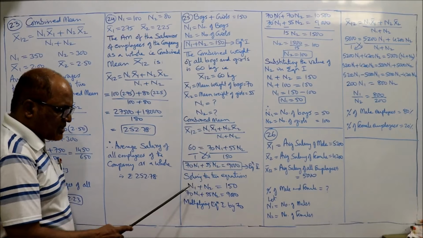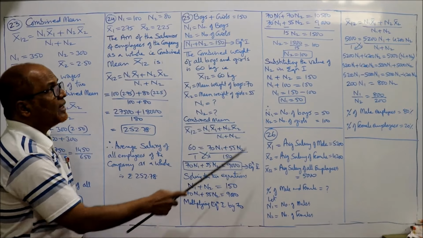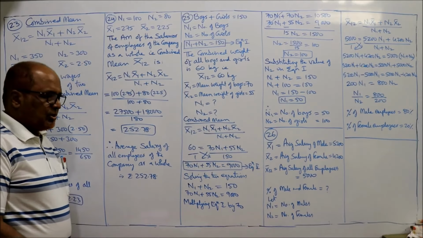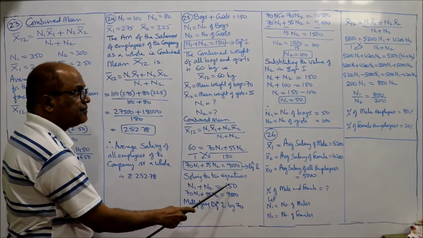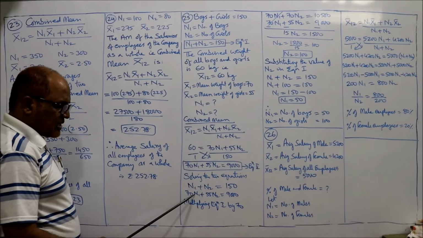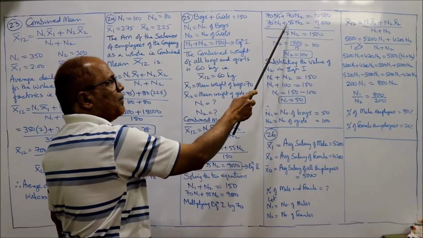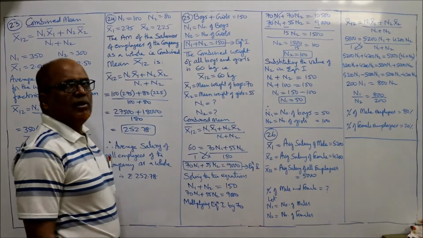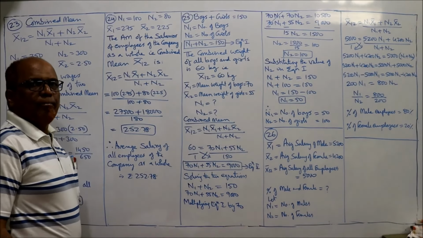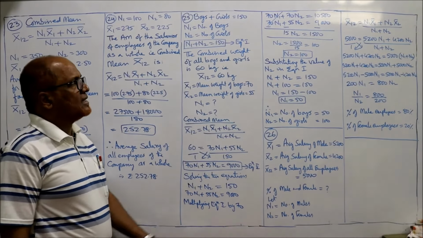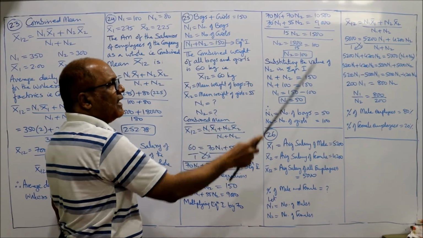ये पूरे equation को 70 से multiply करें तो 70n1 plus 70n2 is equal to 70 into 150. That comes to 10,500. So it will become 70n1 plus 70n2 is equal to 10,500. Then second equation as it is, 70n1 plus 55n2 is equal to 9,000. Now change the sign. Plus को minus बना देंगे. तो automatically 70n1 minus 70n1 will get cancelled. So 70n2 minus 55n2 you will get 15n2.